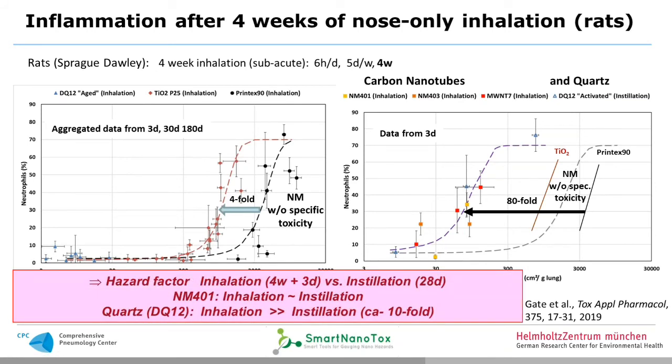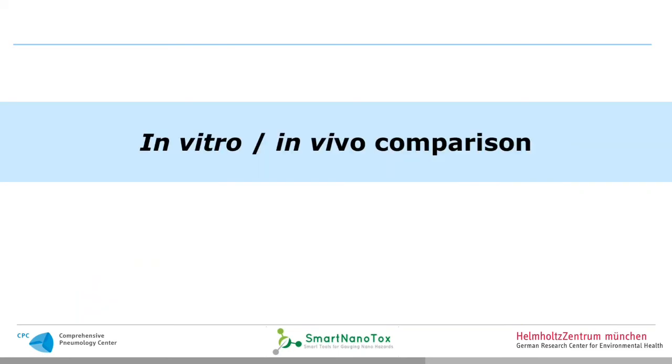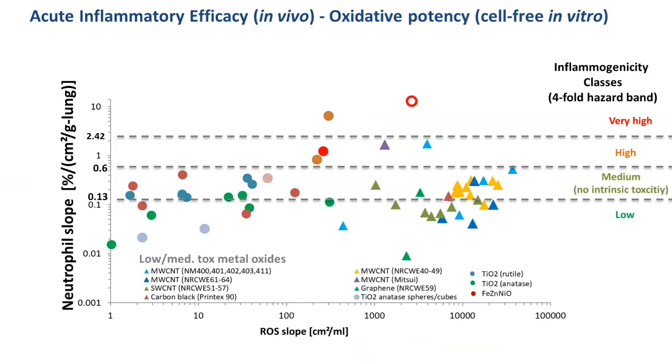So overall, what we see, and that was a big surprise actually, when you compare the hazard factors from inhalation after this 4-week exposure, 3D, 3 times weighting, and instillation after 20 days, you find that for NM401, this hazard factor is really very close in both instances, about 180, while for quartz, inhalation shows a much stronger response, yeah, 80 versus just 8 for instillation. But nevertheless, it's quite surprising how well instillation can simulate inhalation. Of course, not perfectly.